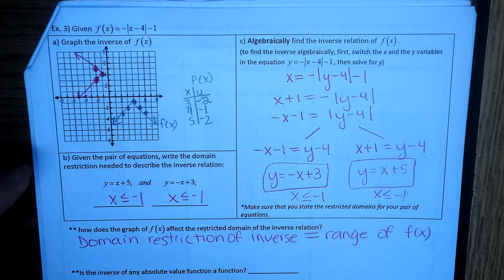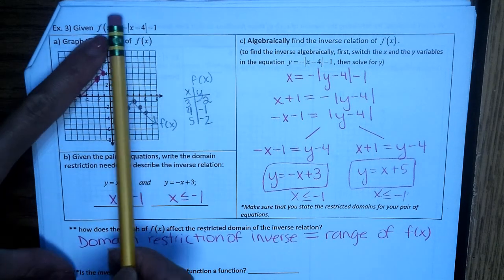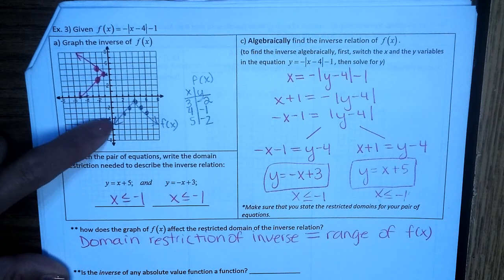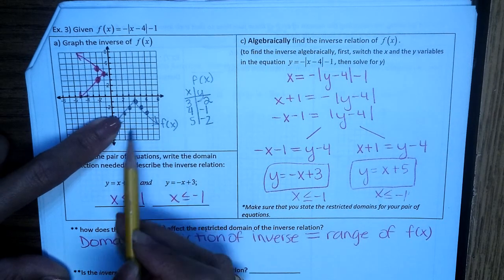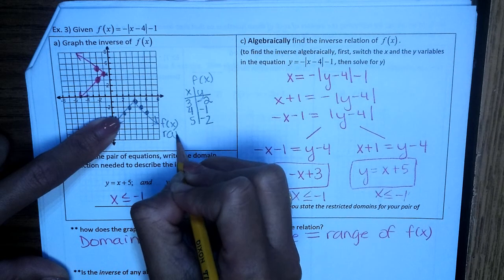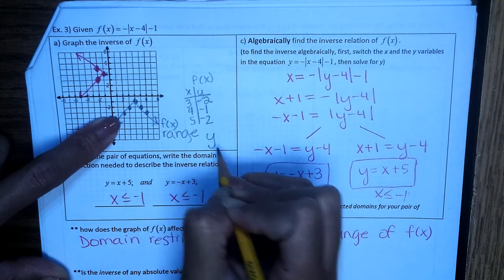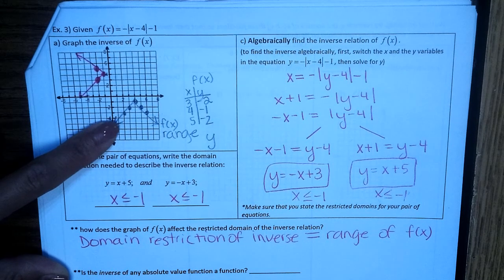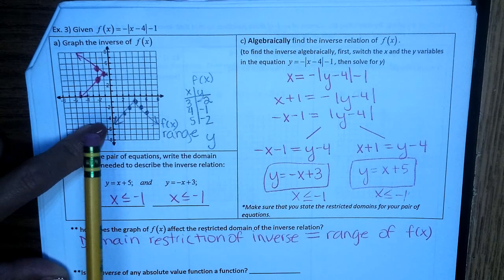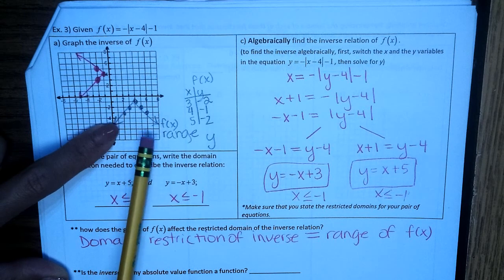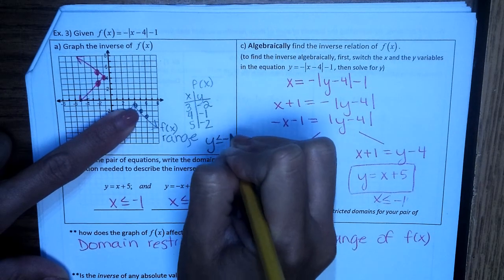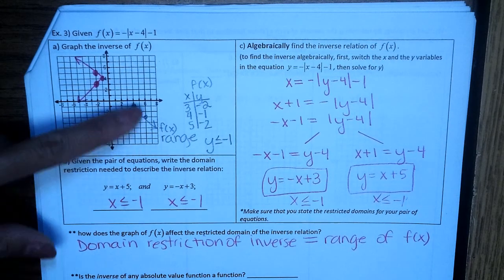Remember in example 3 when I graphed f of x? Let me go back to it. Here's my picture of f of x. Find me the range of f of x right now. It should be a y value, like y is less than or equal to. If you do it correctly, the y values of f of x should be y is less than or equal to negative 1, because it goes from negative infinity to negative 1.